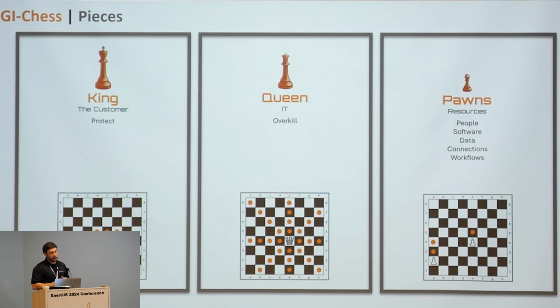The final piece are the pawns, and that's your resources. That's your people, your software, your data, your connections, and your workflows. Anything that's at your fingertips that you can use to help get a solution in place. Now, the pieces are important, and getting the right people in the place is important.